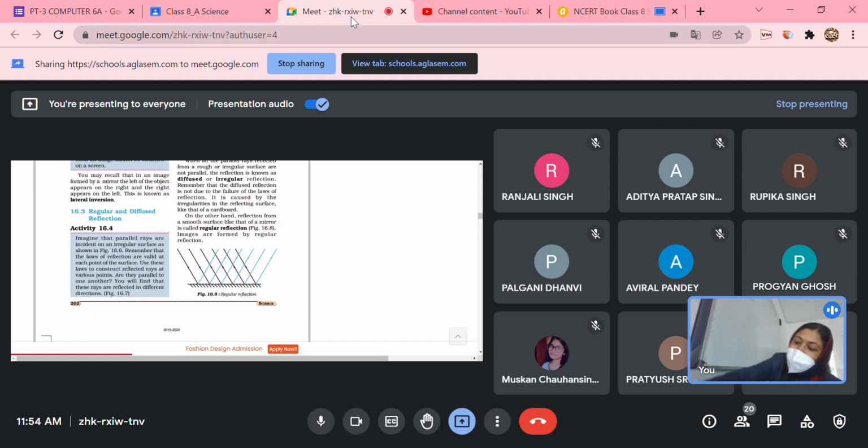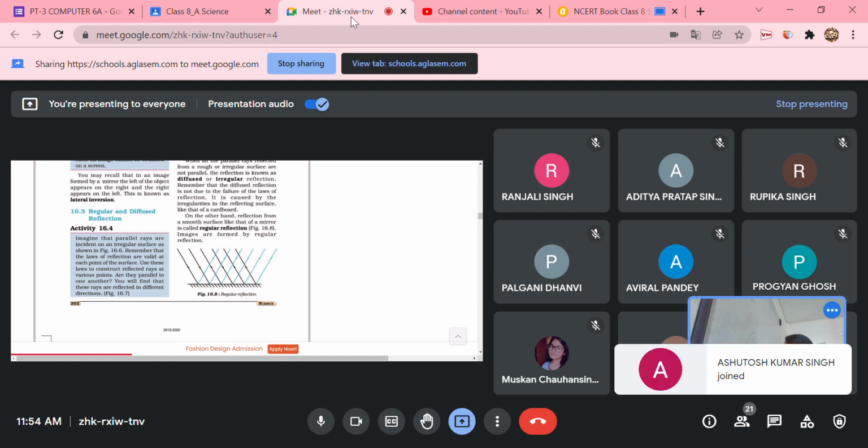Next, what happens in diffuse reflection? Suppose one ray of light has fallen here, another which is also coming parallel has fallen over here, and the third one has fallen over here. Will these three points lie on the same plane? Each one has a different plane, right? Yes, ma'am. Here the plane is more or less like this.